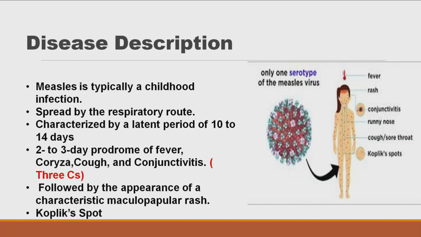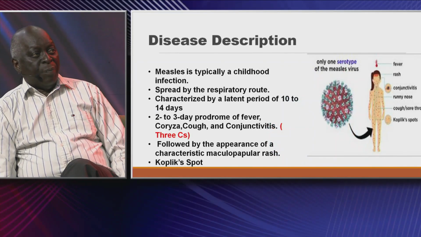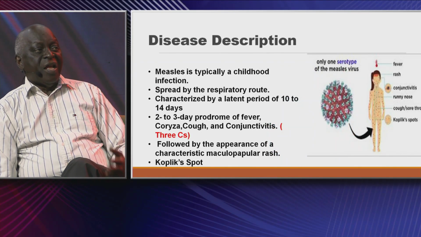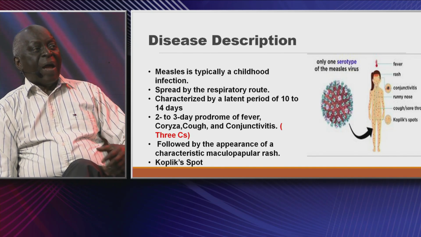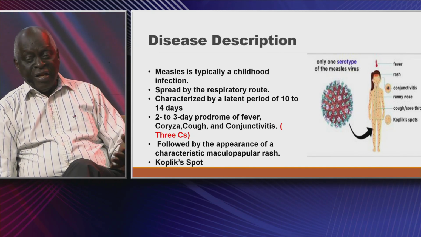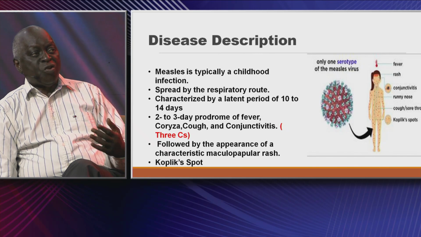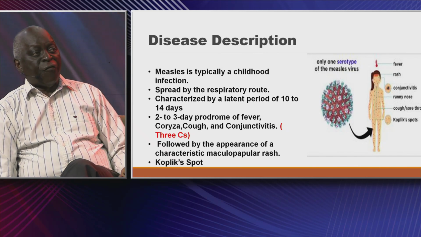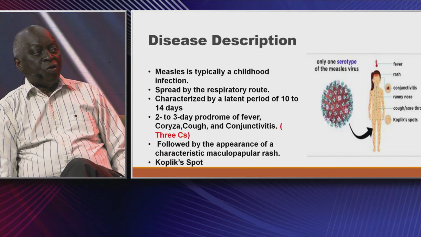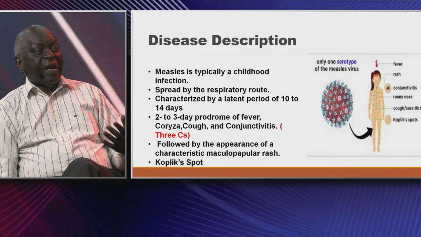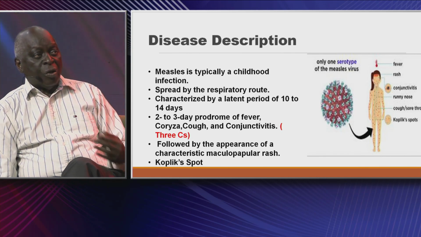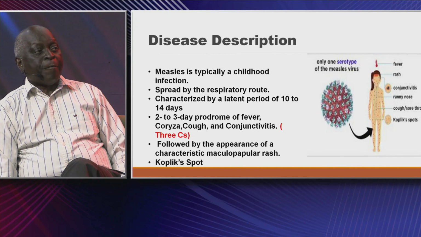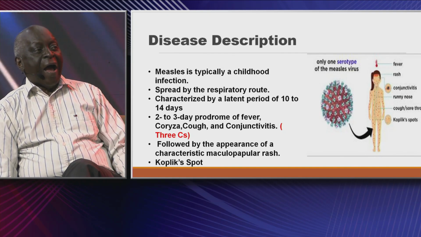The disease description: measles is typically a childhood infection spread by the respiratory route, characterized by a latent period of 10 to 14 days. What do I mean? An incubation period of about 10 to 14 days. After that, a 2 to 3 day prodromal period, which is characterized by fever, coryza, cough, and conjunctivitis.